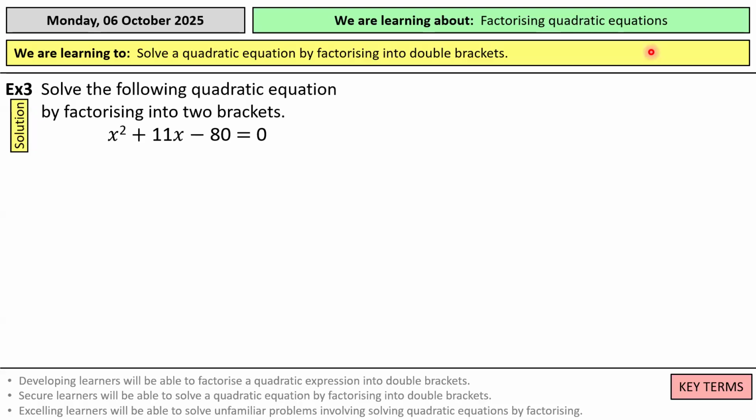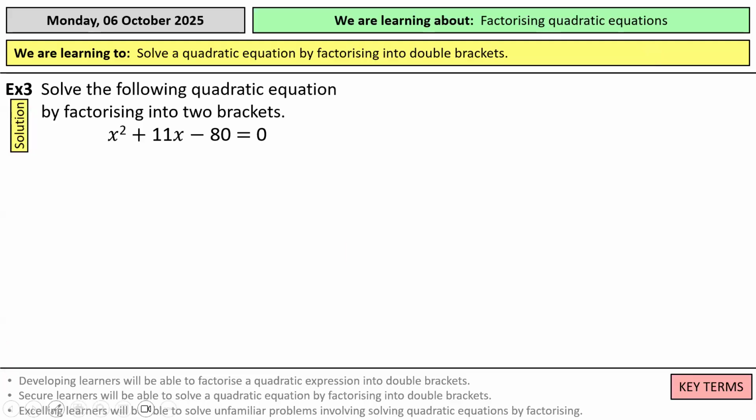Okay, now look at this question: x squared plus 11x minus 80 equals 0. Here the product is negative 80 and the sum is positive 11. How can we solve this type of question? When you multiply two numbers, we should get negative 80, and when you add, you should get positive 11. What are the factors of 80?